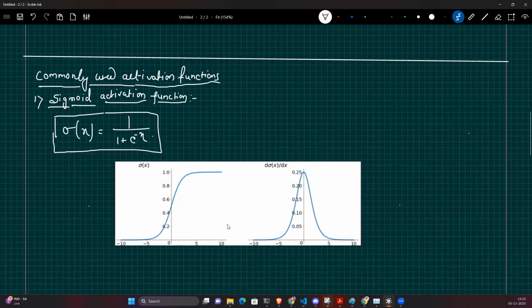So for the sigmoid activation function, you can see this is like zero centric, right? The center value of this function is falling. No, sorry, it's not zero centric, but it's correct. And the output of this function lies between 0 and 1.